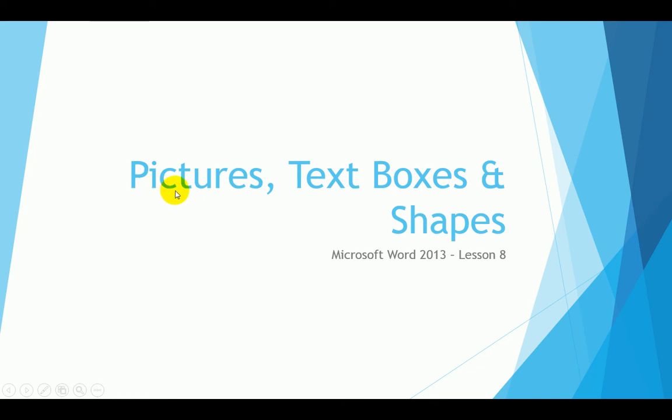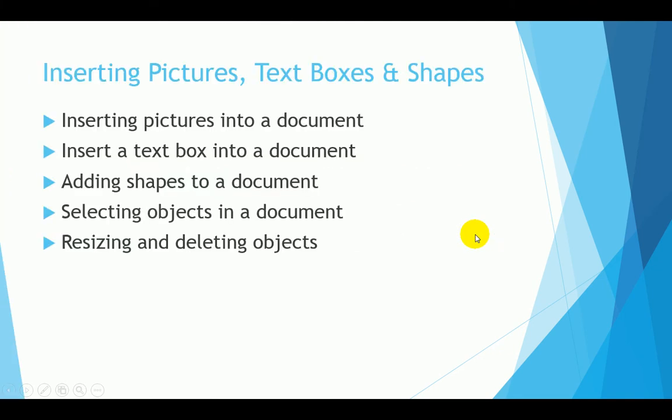Today we're going to look at placing pictures, text boxes, and shapes into our Word document. Specifically, we're going to show you how to insert pictures into the document. We're going to show you how to add a text box, what that is. We're going to add shapes into our document. Once we've added these three things, we're going to talk a little bit about selecting objects that have been placed there, resizing, and deleting those objects.